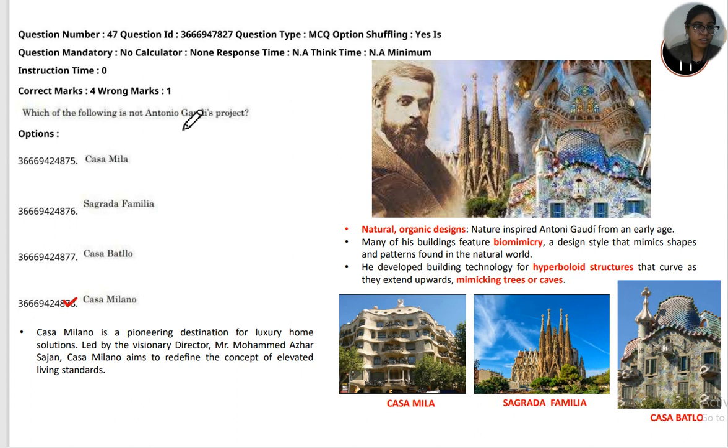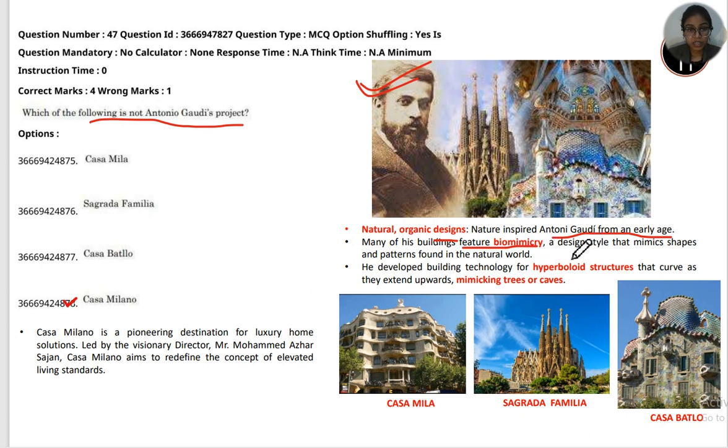Which of the following is not Antonio Gaudi's project? When we talk about Antonio Gaudi, his designs were mostly natural, organic designs, nature inspired from the early ages. In his design principle, you will see some natural features or organic types of design, something like a flower or leaf or this kind of structure. Many of his buildings feature biomimicry.